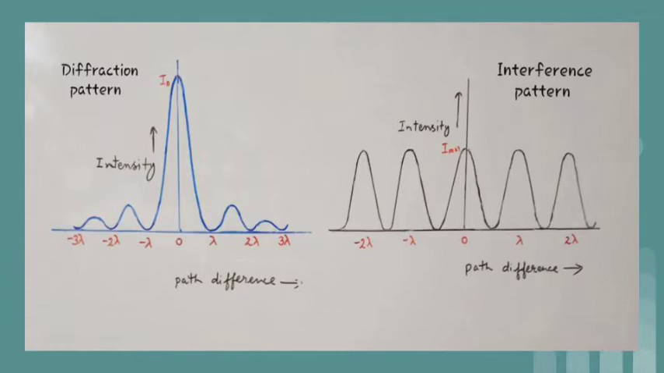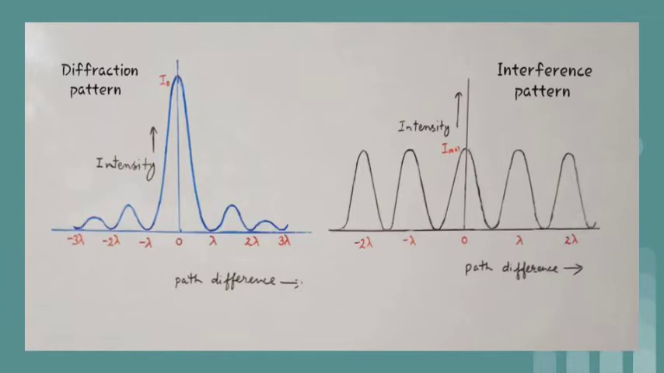In interference pattern, the intensity of minima is very small, almost zero. So the contrast between the bright and dark fringes is good. But in diffraction pattern, the intensity of minima is never zero, and hence the contrast between the bright and dark fringes is poor.